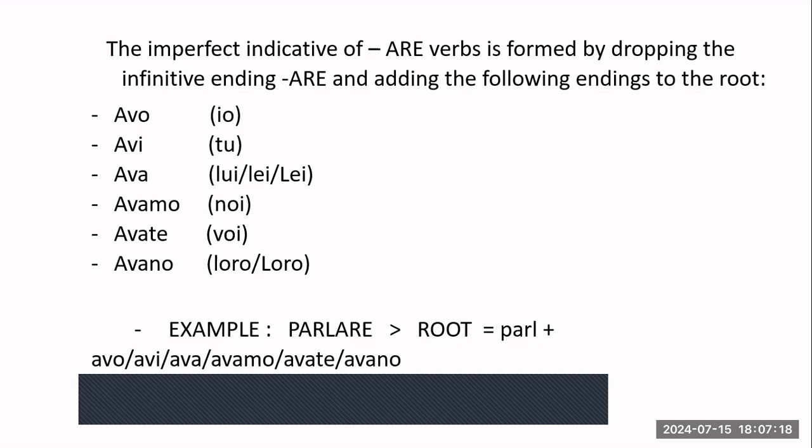So you've got your are verb, you drop your are as usual, and these are your conjugations. So avo, avi, ava, avamo, avate, avano. So for example, your verb parlare. Io parlavo, tu parlavi, lui o lei parlava, noi parlavamo, voi parlavate, loro parlavano. Okay, straightforward.